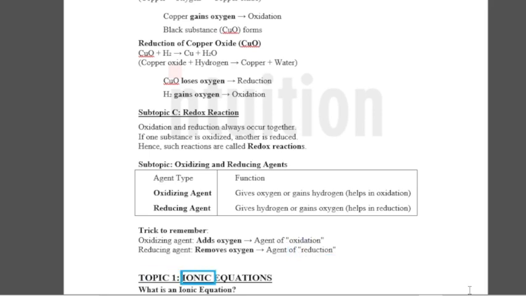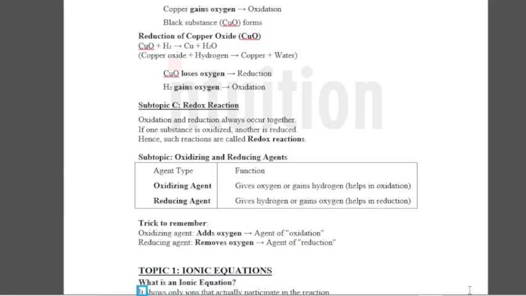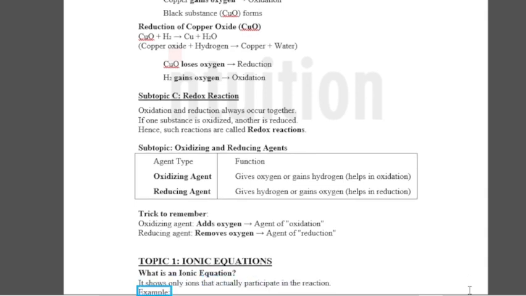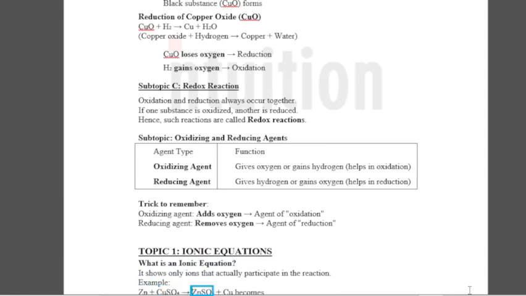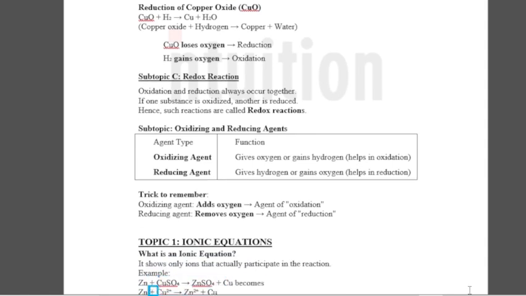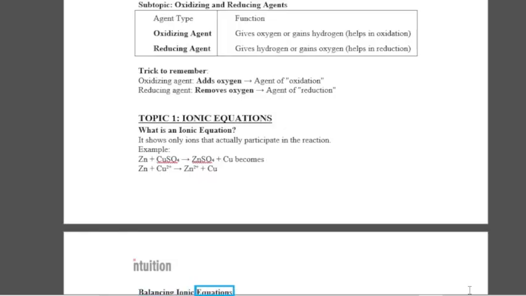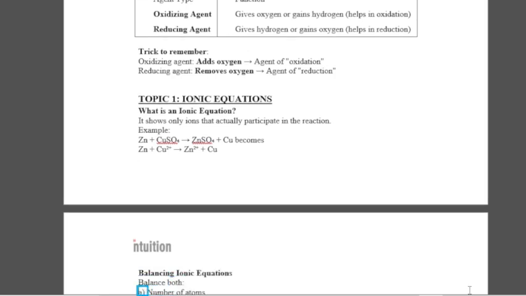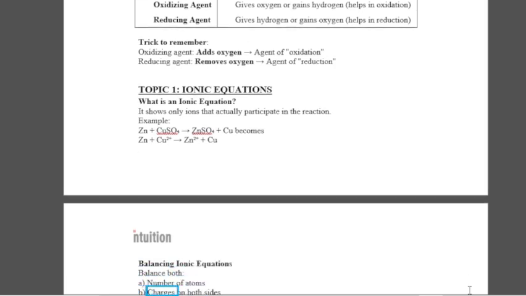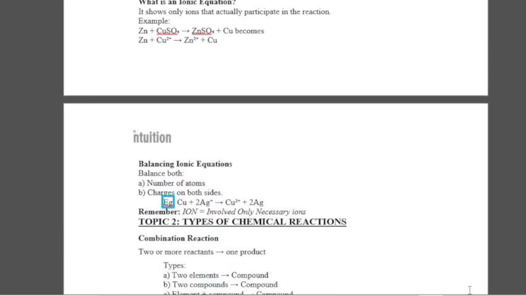Topic 1. Ionic equations. What is an ionic equation? It shows only ions that actually participate in the reaction. Example: Zn + CoSO4 → ZnSO4 + Co becomes Zn + Co²⁺ → Zn²⁺ + Co. Balancing ionic equations: balance both a. Number of atoms, b. Charges on both sides. Example: Co + 2Ag⁺ → Co²⁺ + 2Ag. Remember, ionic equations involve only necessary ions.